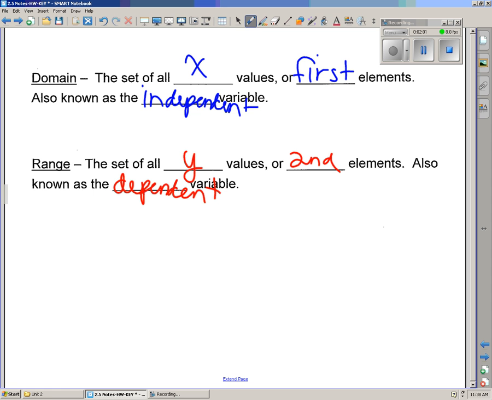variable. One good way to remember domain and range is if you look at the letters, D and R are in alphabetical order, as are X and Y. So X comes before Y, and D for domain comes before R, which is the range, in the dictionary. So that might be one way to remember.